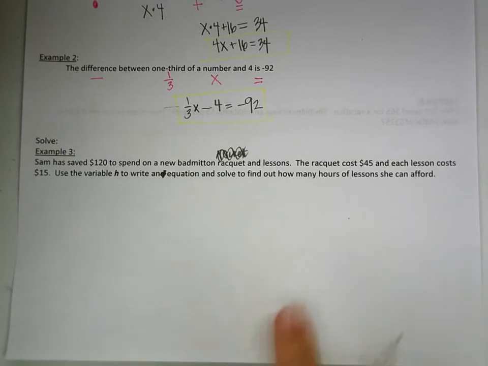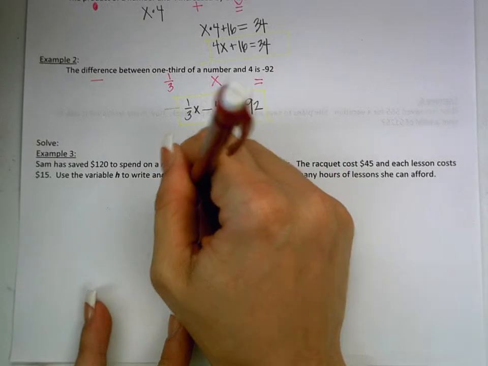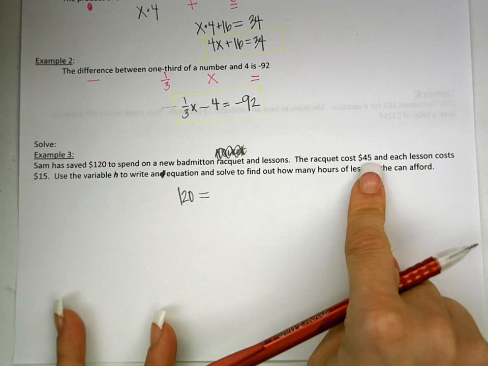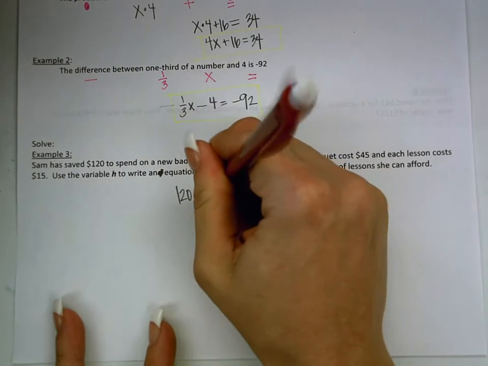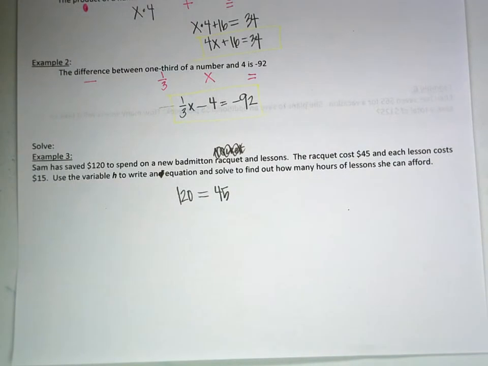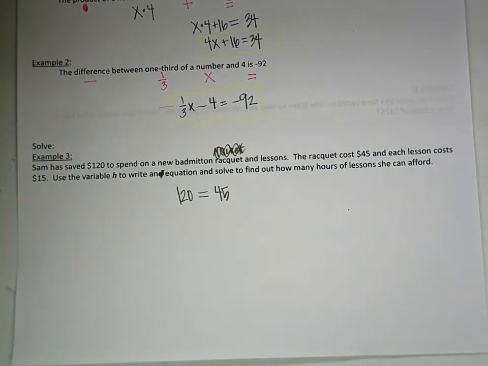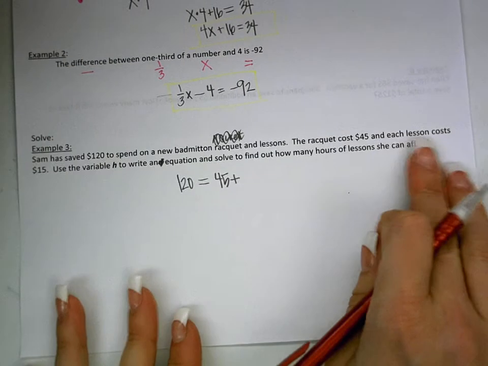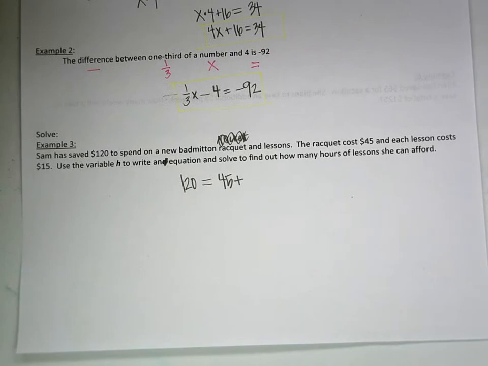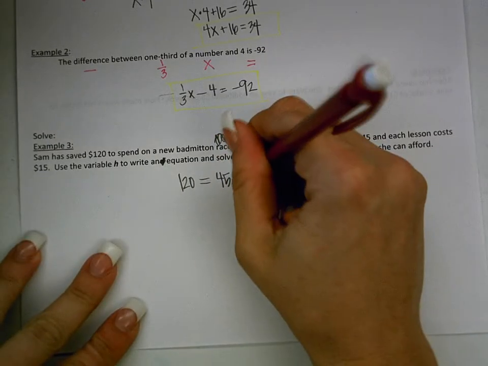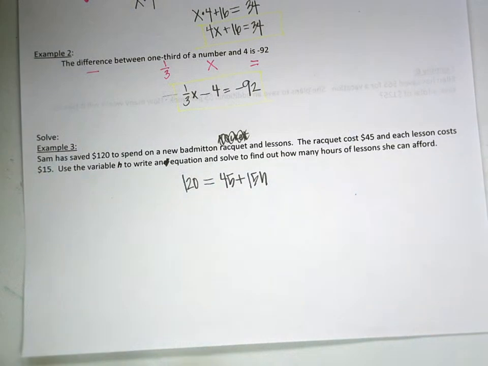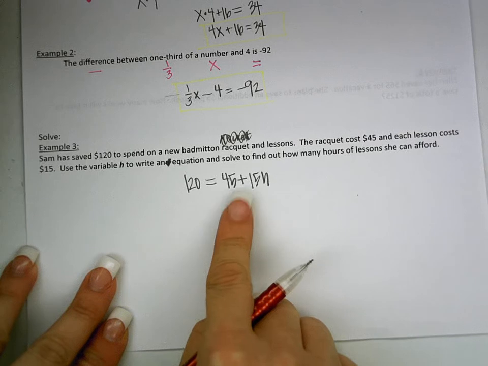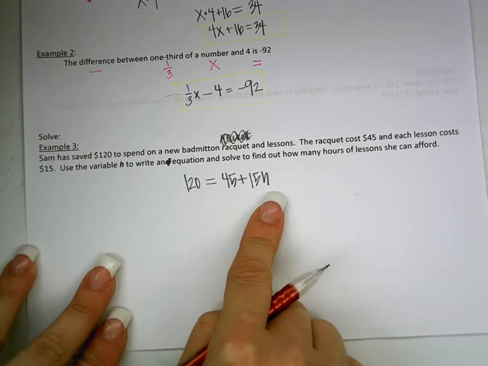Sam saved $120. So $120 is what she saved. That is equal to, the racket was 45. So 45. Is she going to add to that 45, or what are we doing with those lessons? And each lesson, how would you write each lesson? 15 times h for your lessons. So $120 is how much she has. She's going to spend $45 plus 15 times each hour-long lesson.